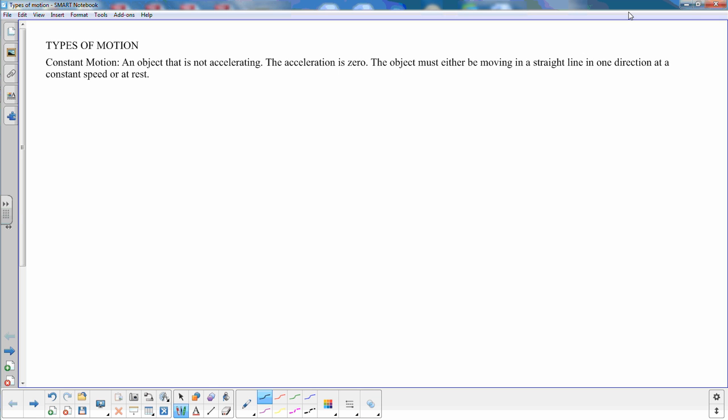So the first definition I'd like to give you today is constant motion. And constant motion happens whenever you have an object that is not what we call accelerating. And we'll get to what that is in a second. But the acceleration of that object is zero. The object must either be moving in a straight line in one direction at a constant speed or at rest, meaning it's not moving, it's not doing anything.